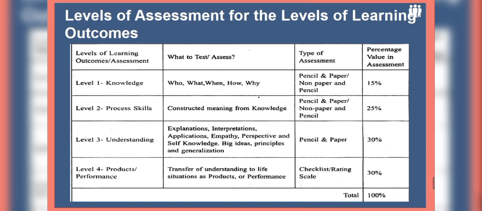For instance, in the levels of outcomes or assessment, level 1 is knowledge, level 2 is process skills, level 3 is understanding, and level 4 is products or performance. What to test or assess? It is who, what, when, and how. And in level 2, constructed meaning of knowledge. This is how the levels of assessment for the levels of learning outcomes are measured or rated by the instructor or the teacher.